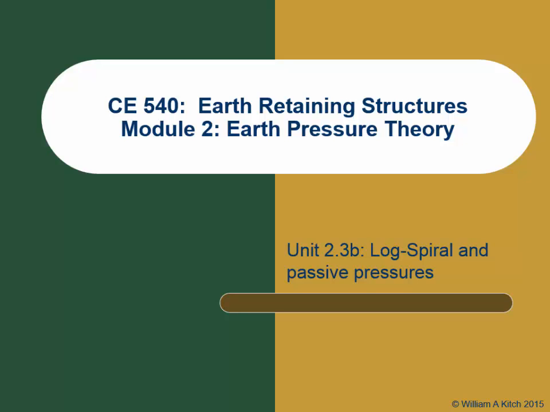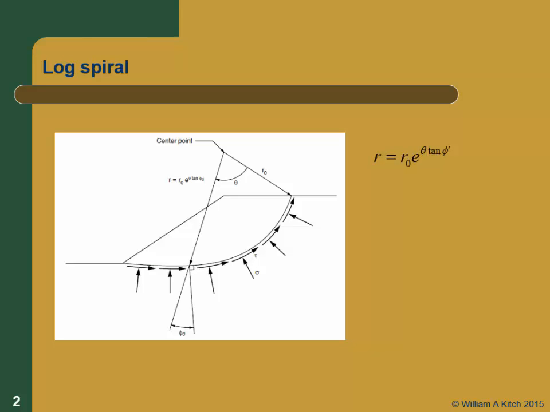Okay, so we've looked at both Coulomb and Rankine theory, and the last one we're going to look at is the log spiral method, and it's a method we use really only for passive earth pressures. So one of the things we're going to do in this section is, after we go through the log spiral quickly, look at how the three different methods compare, particularly in passive earth pressures.